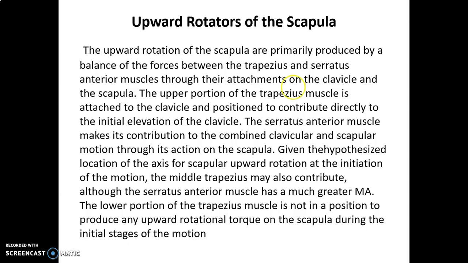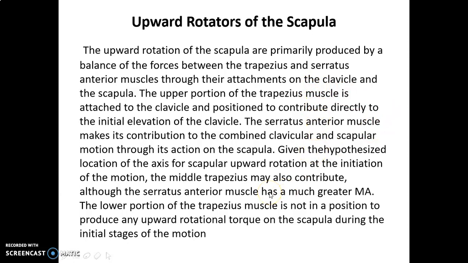The upper portion of the trapezius muscle is attached to the clavicle and positioned to contribute directly to the initial elevation of the clavicle. The serratus anterior muscle makes its contribution to the combined clavicular and scapular motion through its action on the scapula. We all know that it is attached to the medial border of the scapula, which is on the anterior side aspect.